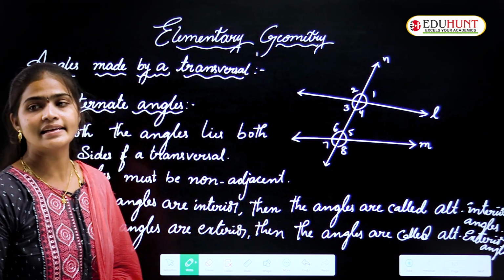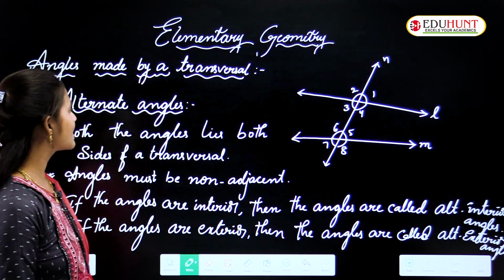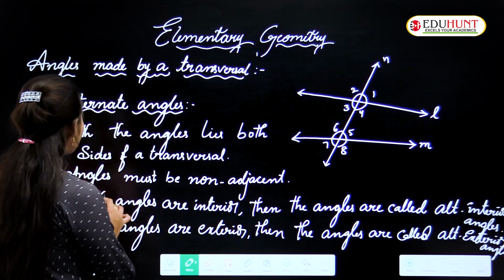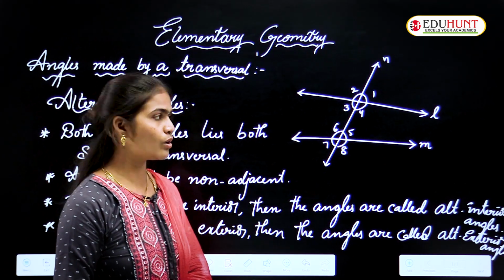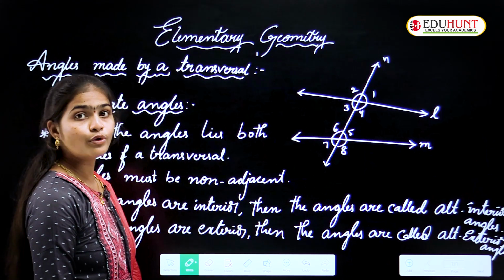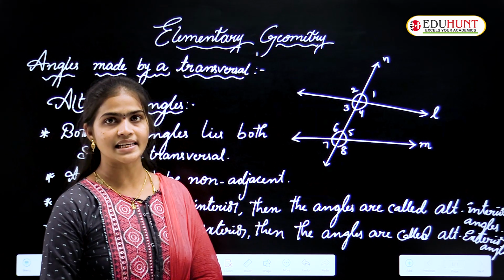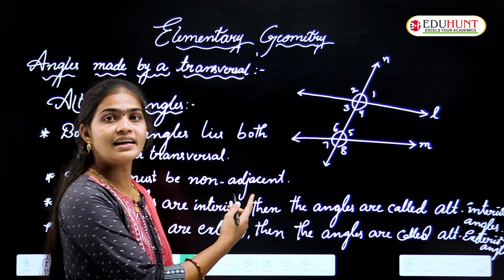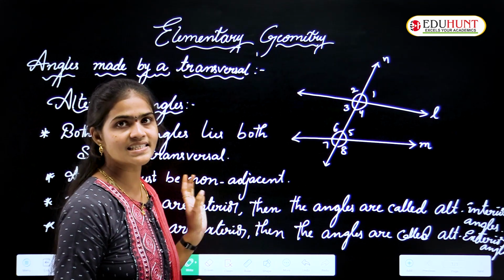Alternate exterior angles. Observe these points: both the angles lie on both sides of a transversal. Next, the angles must be non-adjacent. Next, if the angles are interior, both the angles must be interior in alternate interior angles, and both the angles must be exterior in alternate exterior angles. Here the condition is a must.